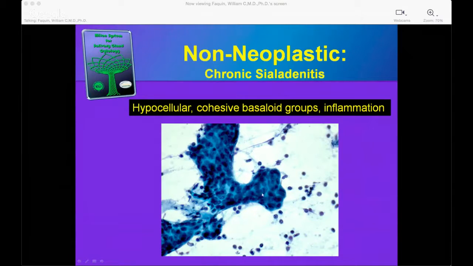Sometimes aspirates of chronic inflammation can be difficult to distinguish from a basaloid neoplasm, and those kinds of cases may end up in our atypical or AUS category. But generally, if it's a hypocellular aspirate, just a few small, tightly cohesive basaloid groups with background chronic inflammation in the appropriate clinical setting, and we'd like to have as much clinical information as we can get, we can recognize it as chronic sialadenitis.